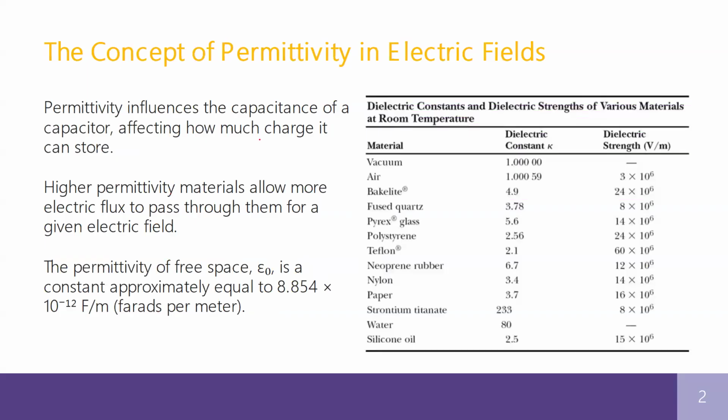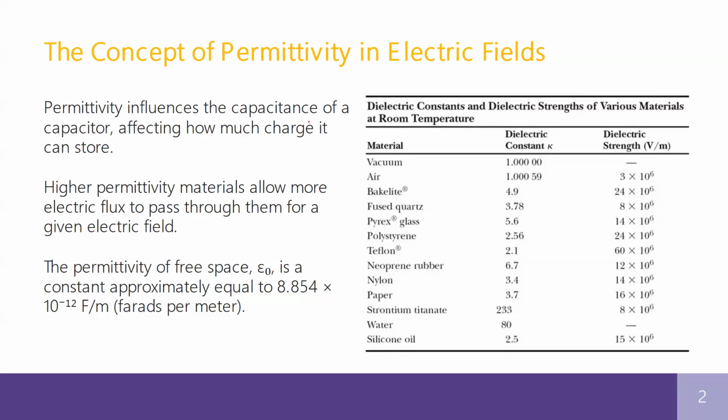So this is a formula that shows a relationship between absolute permittivity, the permittivity of free space, and relative permittivity. Now, permittivity influences the capacitance of a capacitor, affecting how much charge it can store. So one very interesting thing, ladies and gentlemen, is that permittivity can influence the capacitance of the capacitor, affecting how much charge can be stored within it. So the higher permittivity of a material allows more electric flux to pass through it for a given electric field.